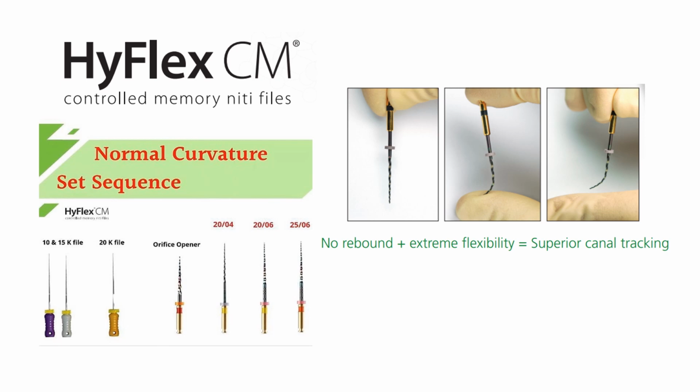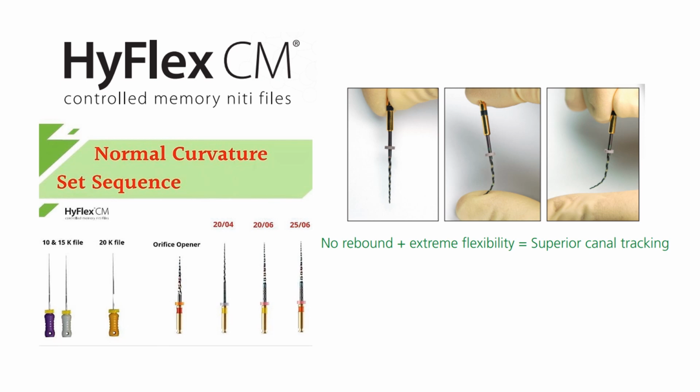Then the next one is the HyFlex CM files, that means the control memory files. With these files there is one advantage, that there is no rebound and it is an extremely flexible file. So it will take the shape of the canal, and if you bring it out, it will not try to straighten itself within the canal. This is the perfect advantage of this file. It will take the shape of your curved canal, and if you sterilize it again, then after autoclaving it will assume its normal shape, that means a straight shape.